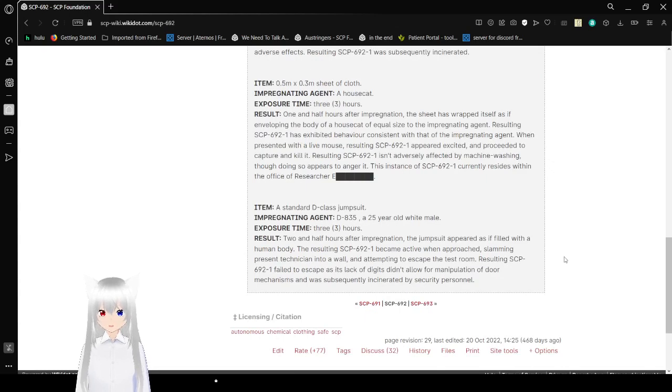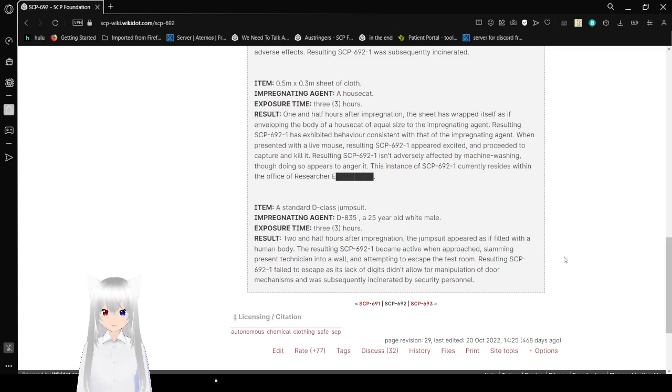Item: 0.5 meter by 0.3 meter sheet of cloth. Imprinting agent: a house cat. Exposure time: 3 hours. 1.5 hours after imprintation, the sheet has wrapped itself as if enveloping the body of a house cat of equal size to the imprinting agent. Why are you saying impregnating?